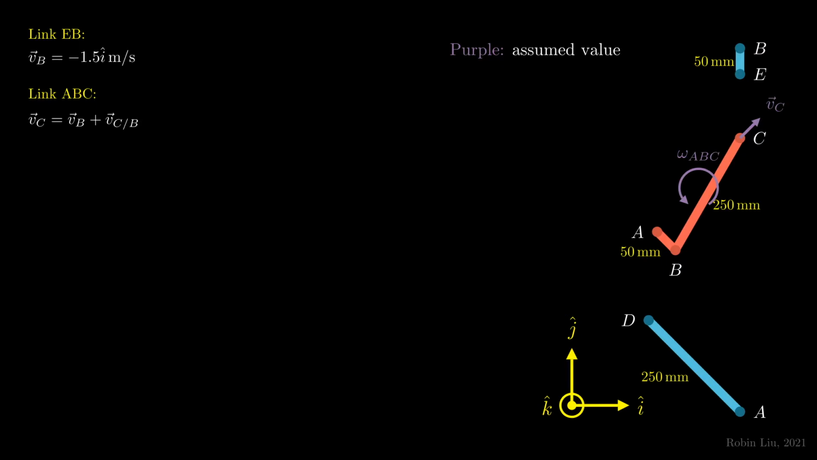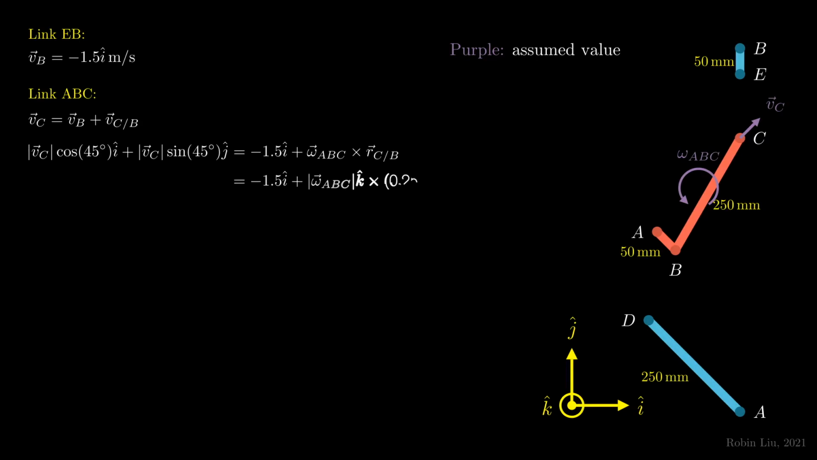Similarly, I'm going to assume that the rotation of link ABC is counterclockwise. To expand this equation, we can break VC into its i and j components. If I had instead assumed that the velocity of C was down the slot, I would have a negative sign in front of both of the VC terms since it would be moving in the negative i and j directions.